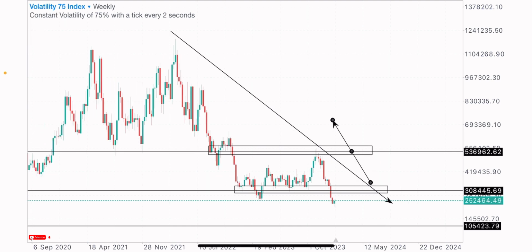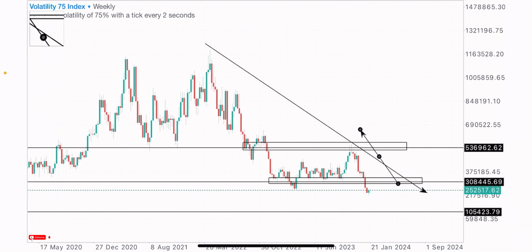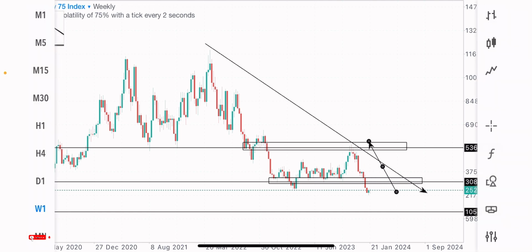So what do we expect of this index? Me personally, I'm expecting a simple market move, which is a retracement to this broken level of support, now turned resistance for the sells, right? I'm expecting a move of this kind.